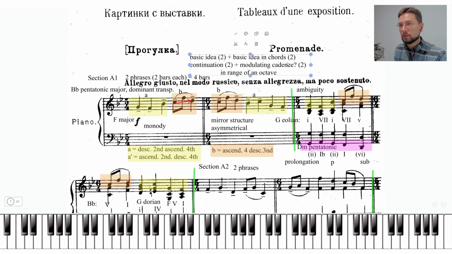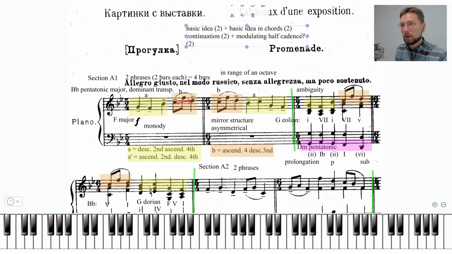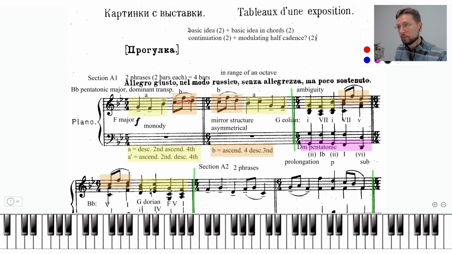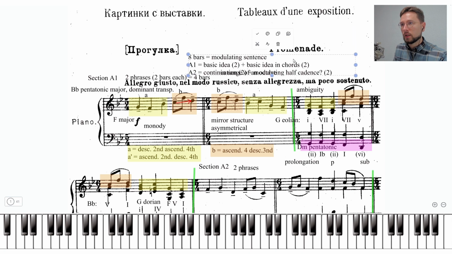Right, it's a half cadence. So you could see modulating half cadence. You could see all of it as a very long 8-bar. It's going to be an A major sentence. And it's a modulating sentence. Modulating sentence that is made of A1, which is this basic idea that's repeated with chords. And then we have A2, which is the continuation. It's a slightly contrasting idea that is followed by this half cadence.